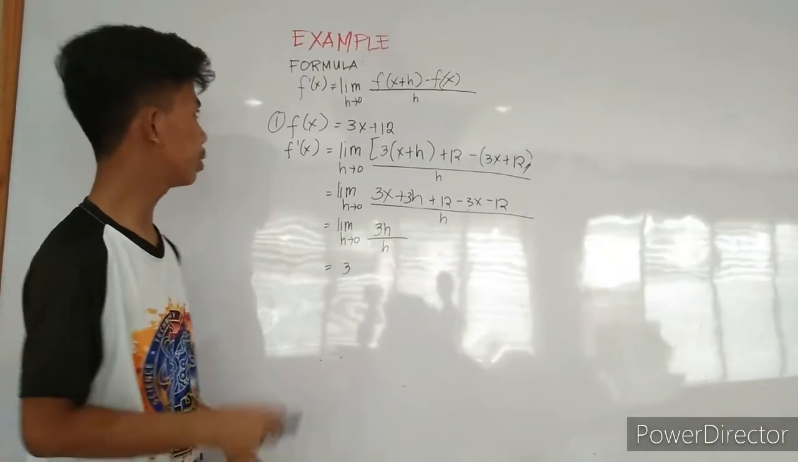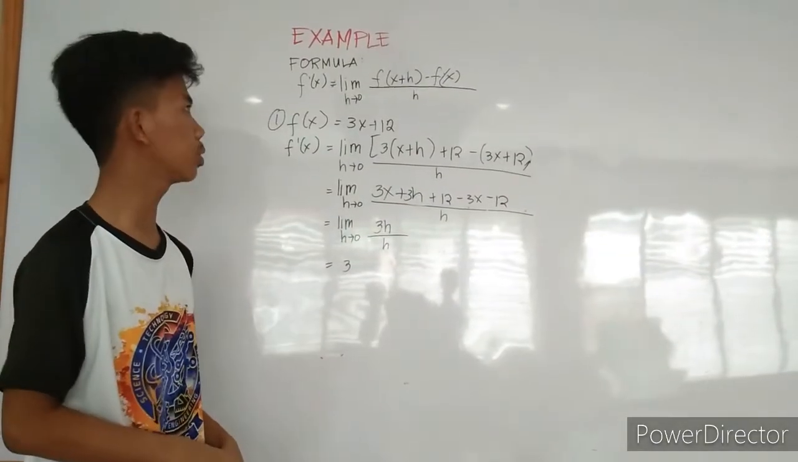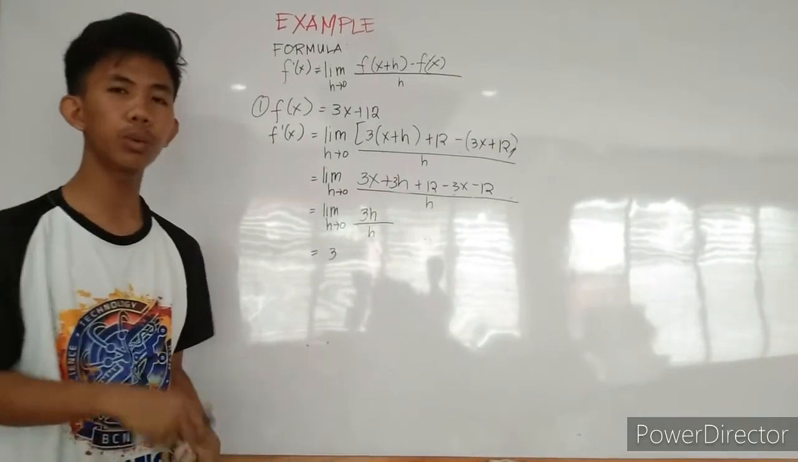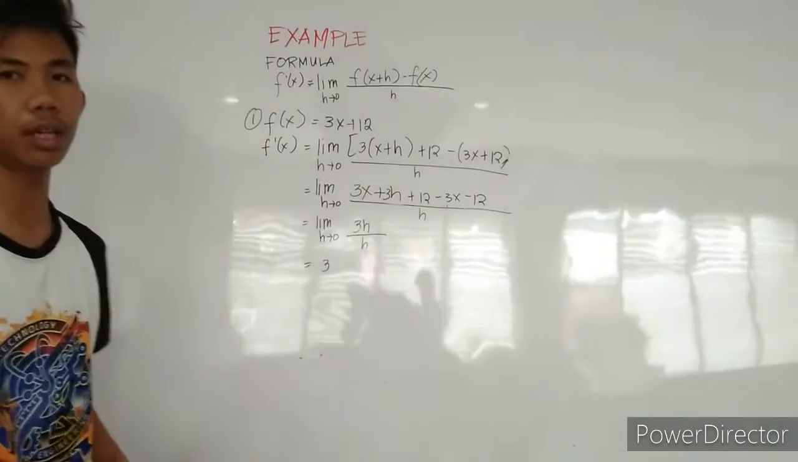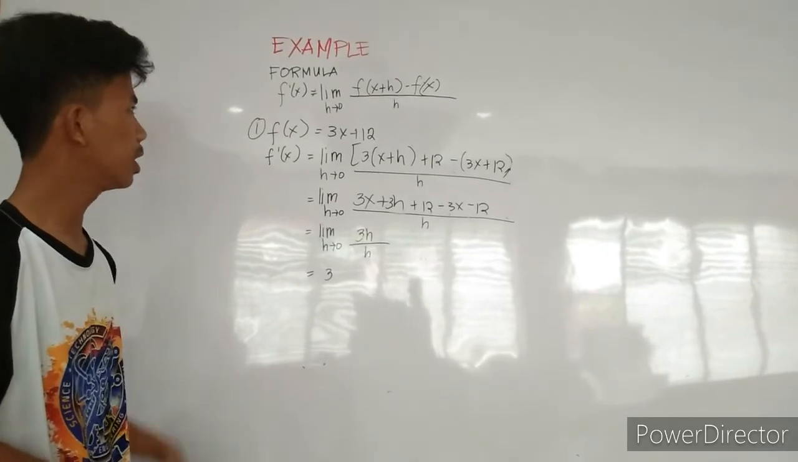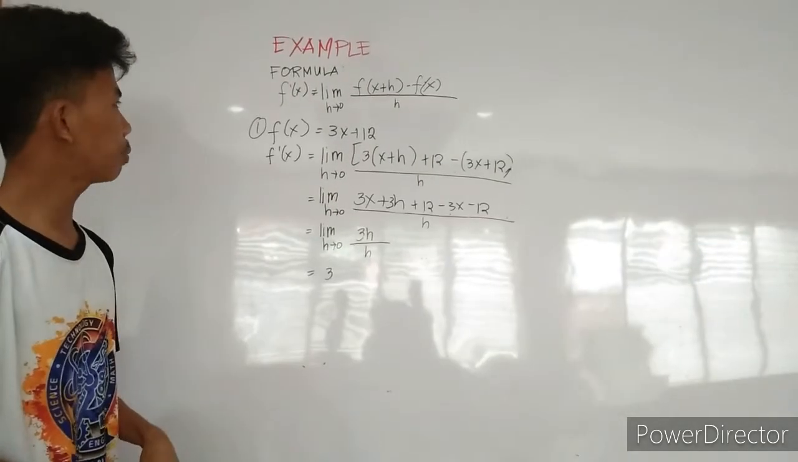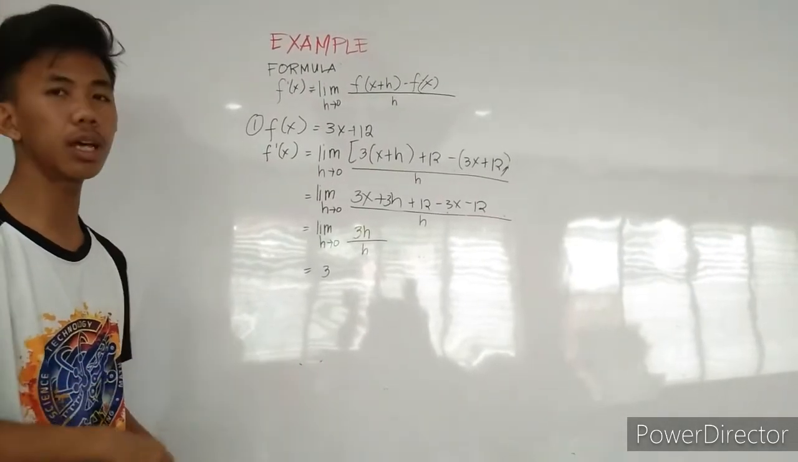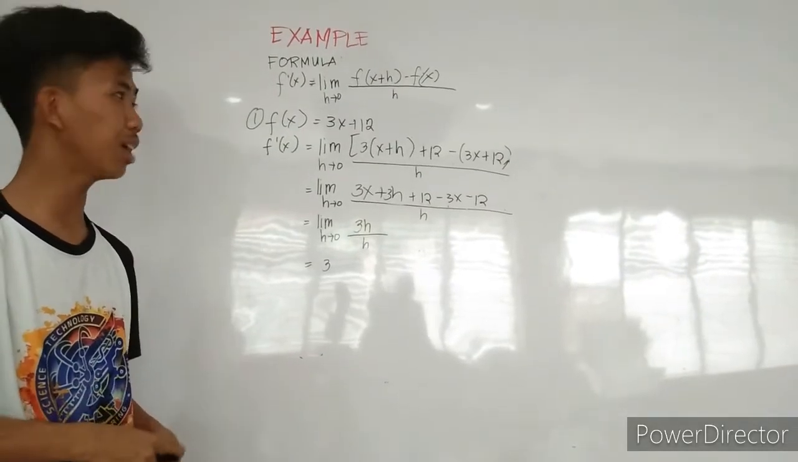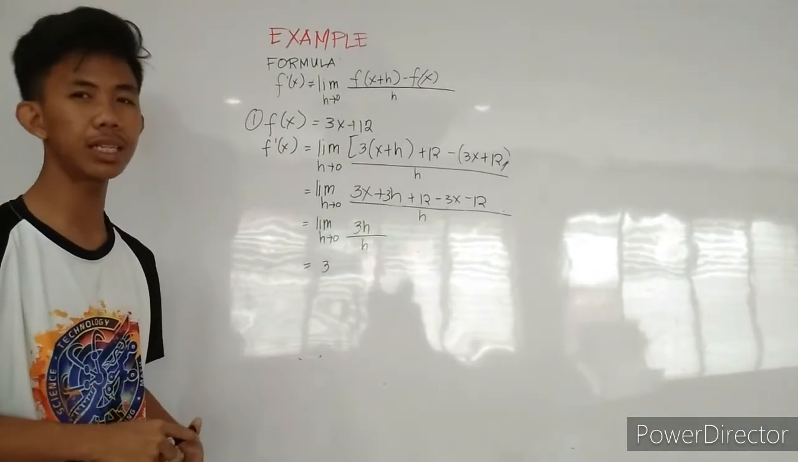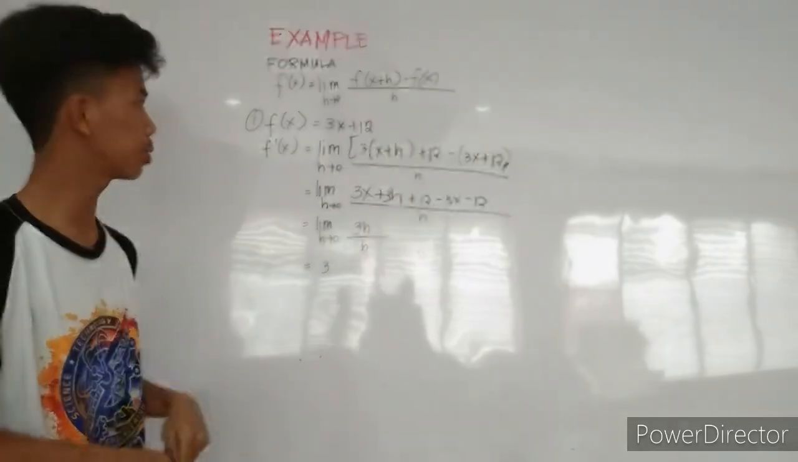For the first example, where f of x equals 3x plus 12, what we need to do first is to substitute the given function to the formula. Here we go. F prime of x equals the limit of 3 times the quantity x plus h, plus 12, minus 3x plus 12, over h.